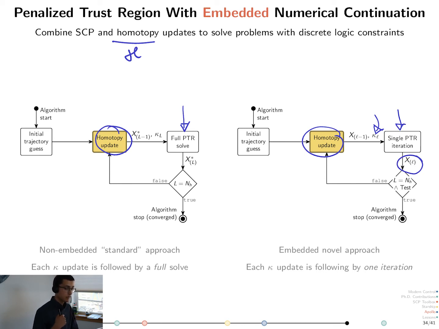But I just want to emphasize this fact that we basically do a single update and a single iteration of sequential convex programming at each pass around the loop.